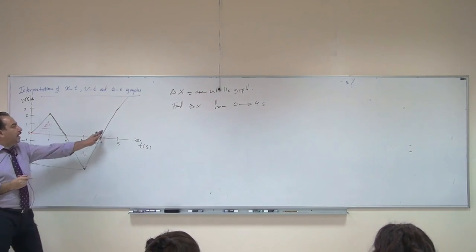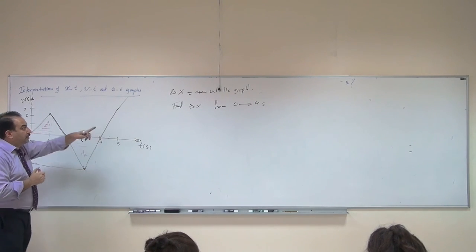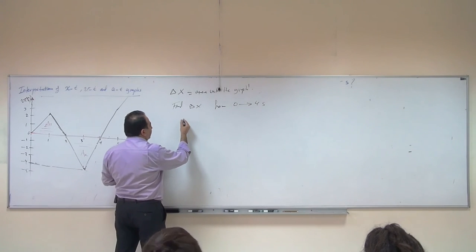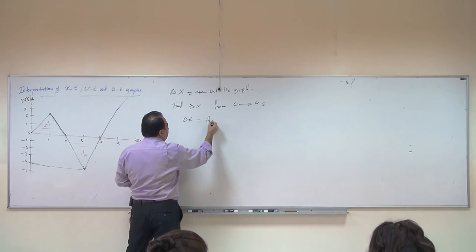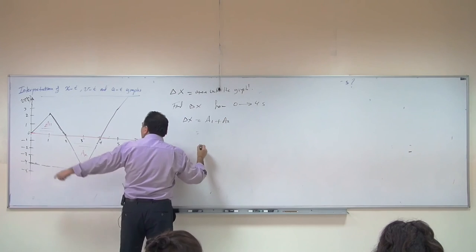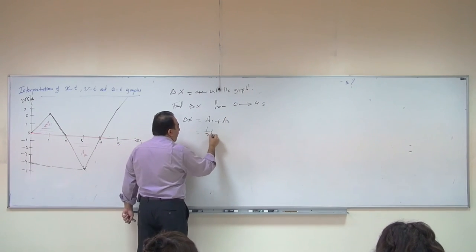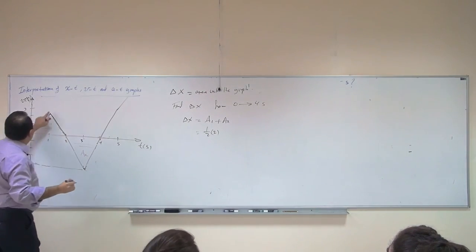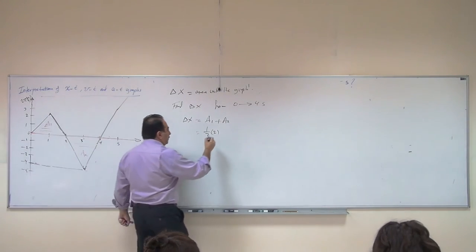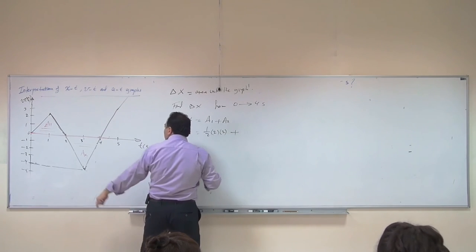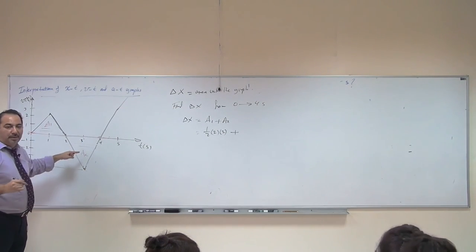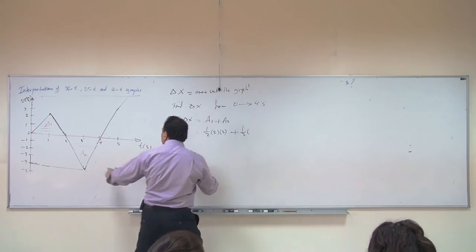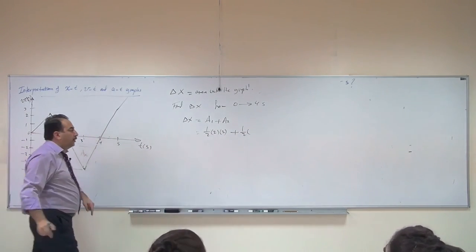Area 2. Of course, I have here another area, but my question is from 0 to? So what is delta x? A1 plus? How much is A1? It's a triangle, yeah? Half. What's the base? 2. And the height? 2. Plus. What's the shape? Triangle. Half. What's the base? 2 to 4, 2.